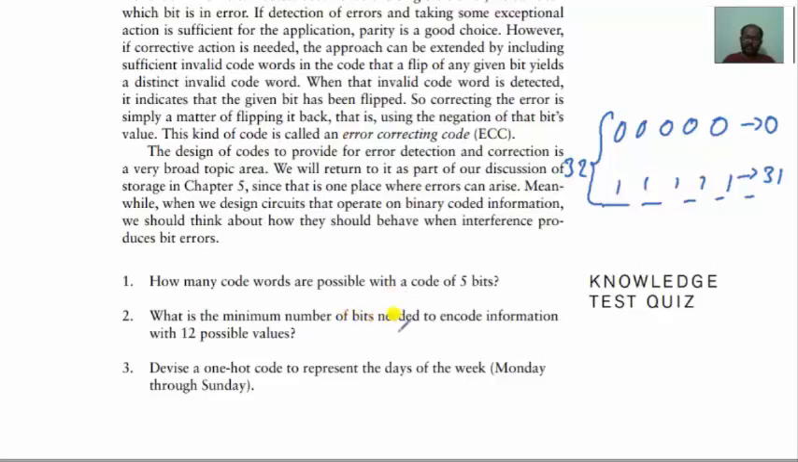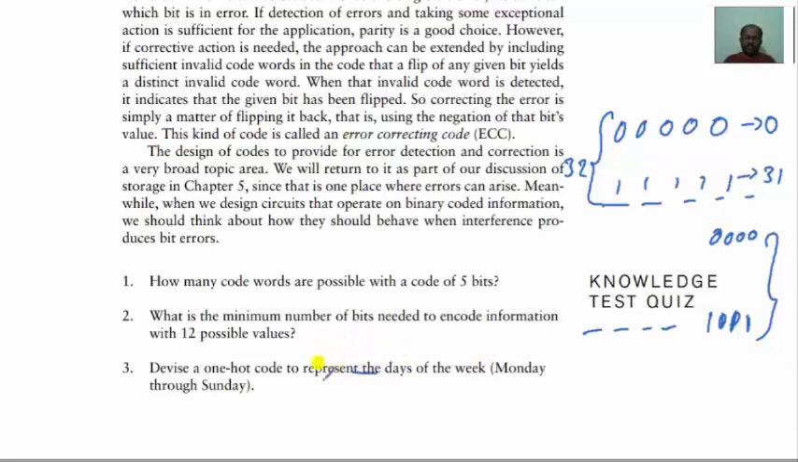What is the minimum number of bits needed to encode information with 12 possible values? Say 12 possible values are there. How many bits are required? You need 4 bits. 4 bits are enough to encode 12 possible values. 12 possible values means, let me consider, 0000 up to 1011. This is 12 combinations. So in order to encode the 12 combinations, I require only 4 bits.